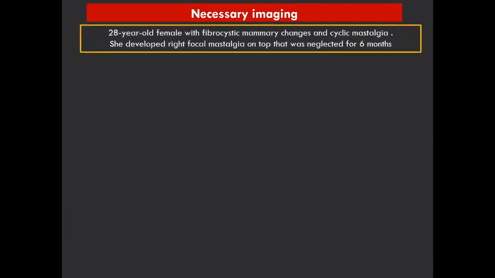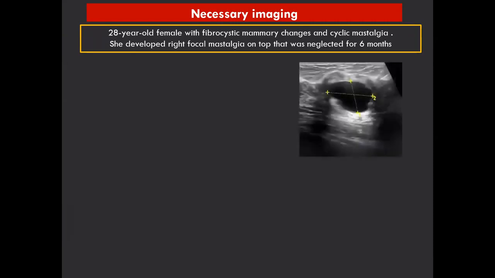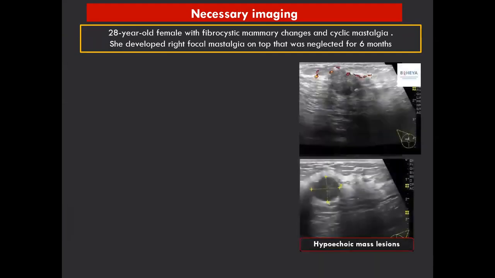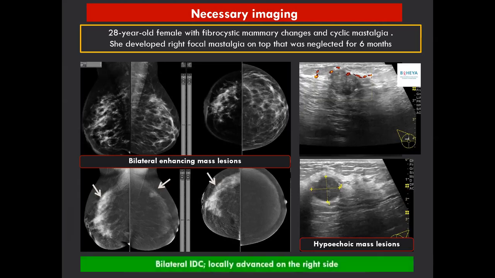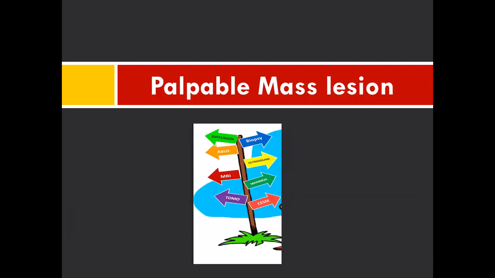This was a 28-year-old female with fibrocystic mammary changes and cyclic mastalgia. Then she suddenly developed right focal mastalgia on top that was neglected for 6 months. On her ultrasound examination, yes, she had fibrocystic mammary changes, but in between the cysts, there were irregular solid mass lesions. So we directly referred the patient for a contrast mammogram. And as you see on her mammogram, nothing was evident other than edema of the right breast. But on the contrast mammography, we had bilateral enhancing mass lesions, which was locally advanced on the right side.